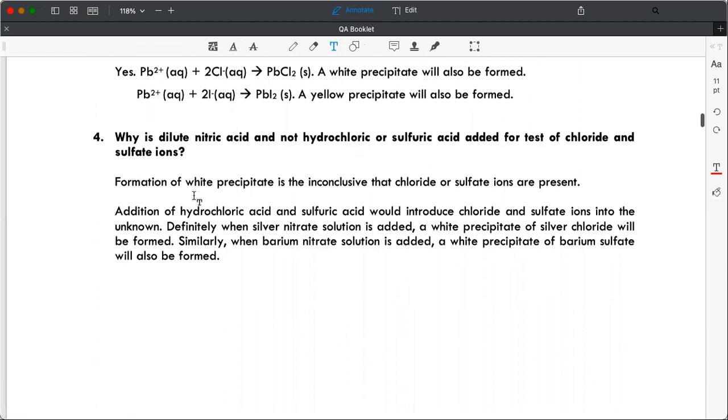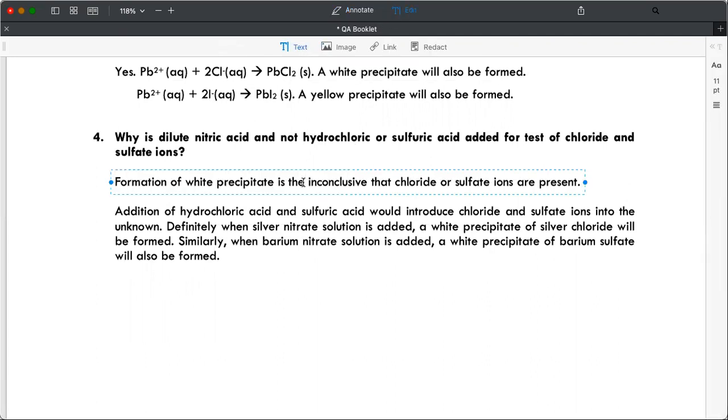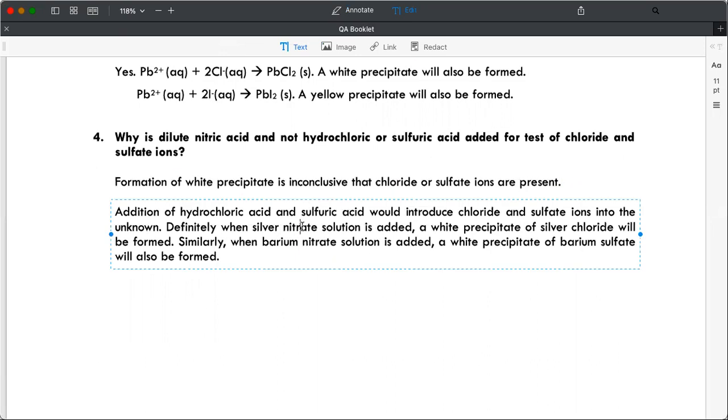Now, why is nitric acid added and not hydrochloric or sulfuric acid to test for chloride or sulfate? Because you don't want to generate a false positive result. Come on, you're testing for chloride or sulfate. How can you add hydrochloric acid and sulfuric acid? But how do you phrase it nicely to get the mark? You need to say, okay, formation of white precipitate is inconclusive, it's inconclusive that chloride or sulfate ions are present. Addition of hydrochloric acid and sulfuric acid will introduce chloride and sulfate ions into the unknown.